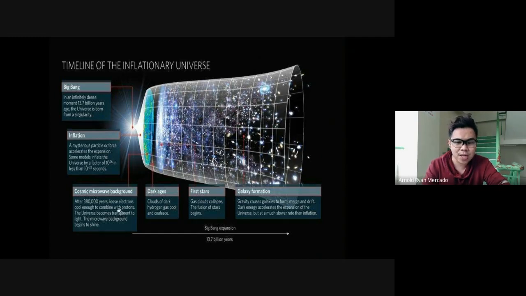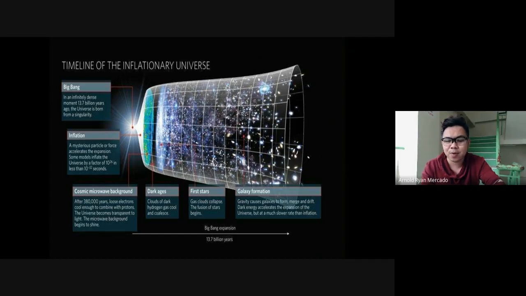Then, pumasok yung CMB or cosmic microwave background. Then, pumasok din yung panahon ng Dark Ages sa kung saan ang mga clouds, ito po yun, of dark hydrogen gas cool and coalesced. Then, the first stars, ito yan, syempre yung mga firstborn stars yan. Nagkaroon ng mga fusions ng mga stars. Then, dahan-dahan na form ang galaxy, syempre.